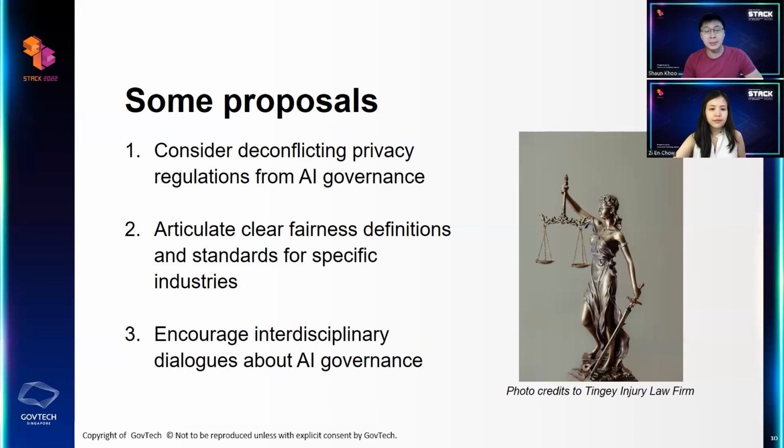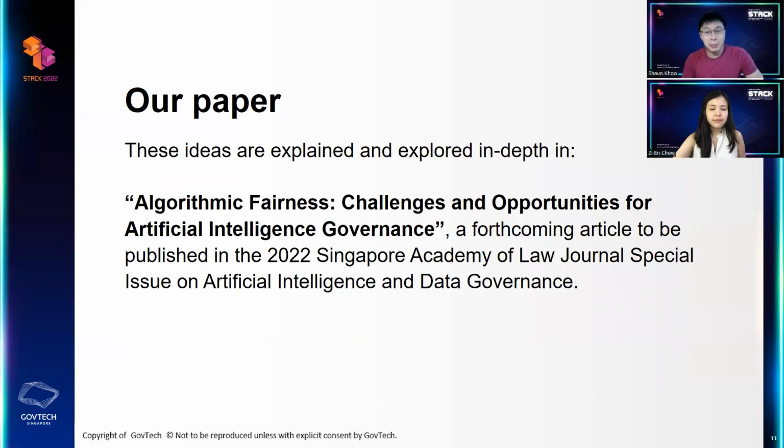So this was a lightning talk, and as the name implies, we went through the ideas very, very quickly. So for those of you who are interested in reading more about what our ideas are, what algorithmic fairness is, what the regulatory landscape is like, and with more details about our proposals, we'd like to ask you to read our forthcoming article titled Algorithmic Fairness, Challenges and Opportunities for Artificial Intelligence Governance. This will be published in the 2022 Singapore Academy of Law Journal special issue on artificial intelligence and data governance.